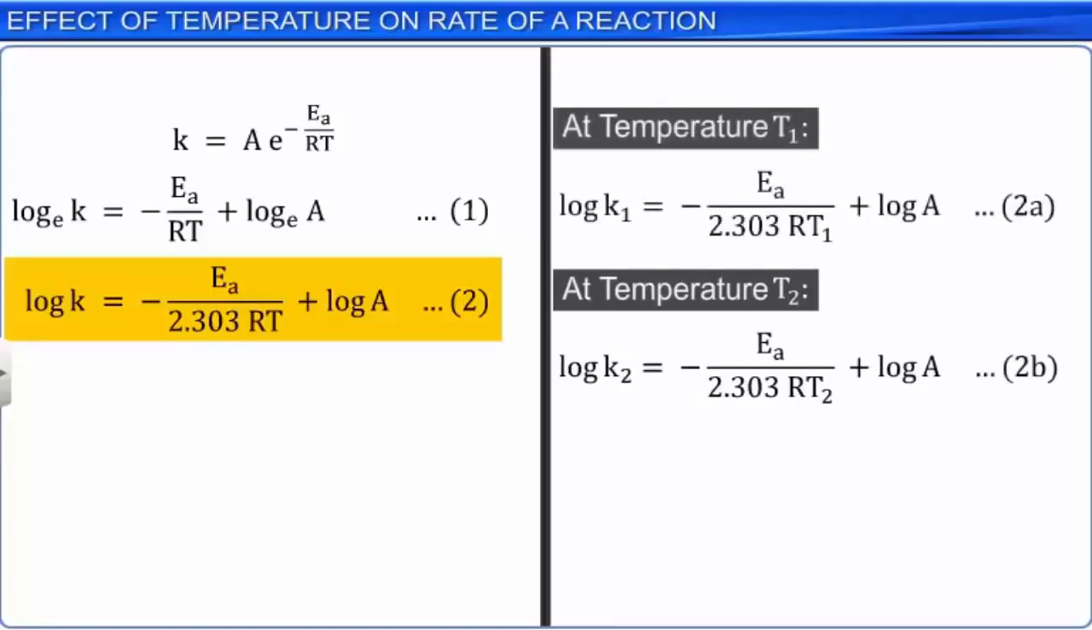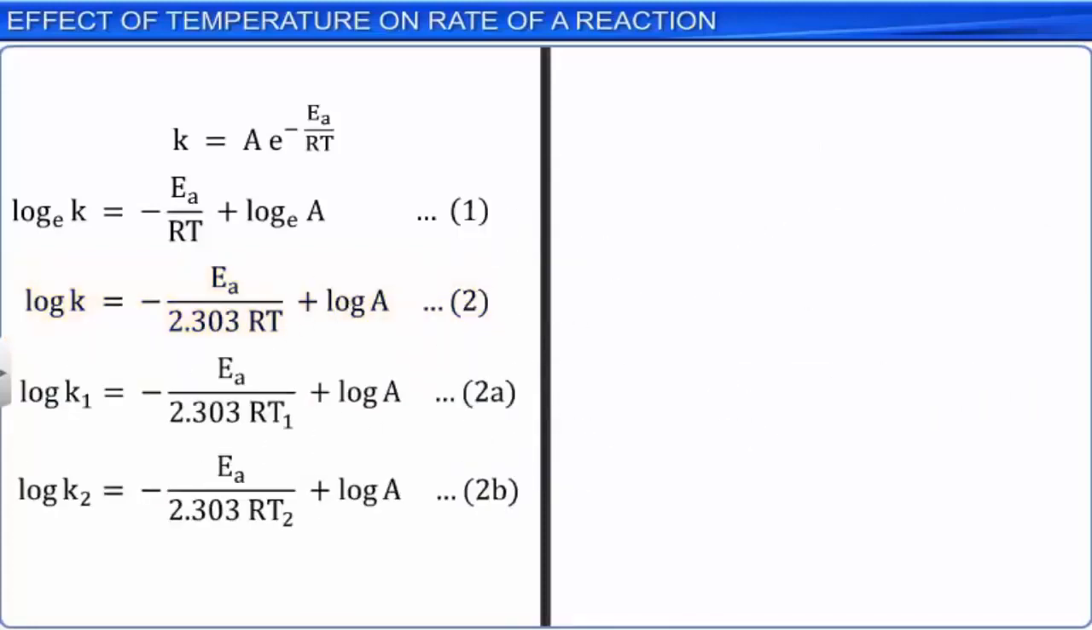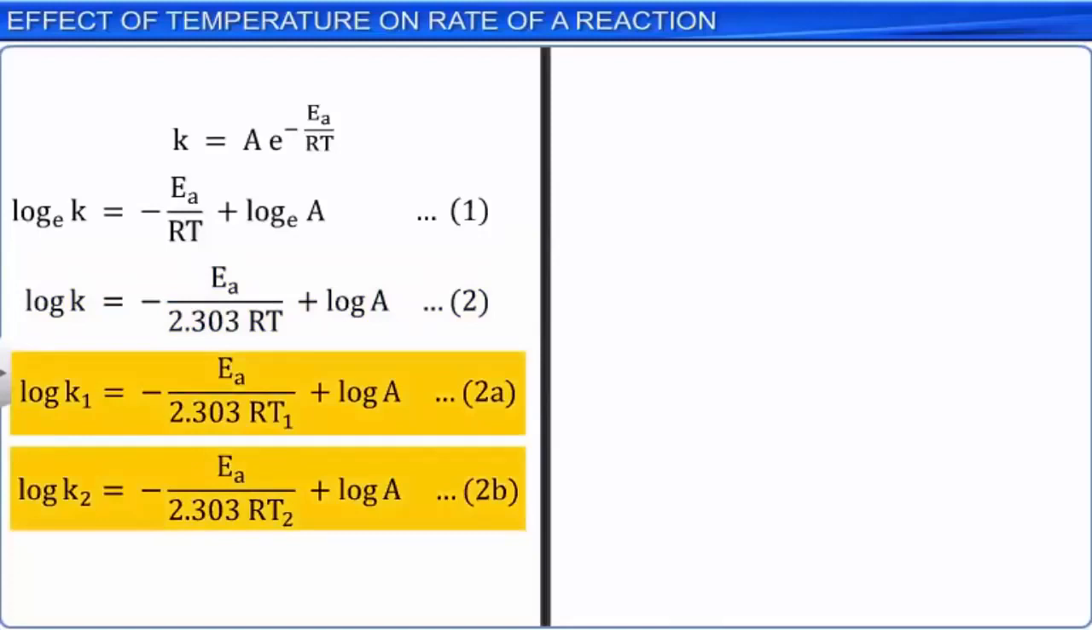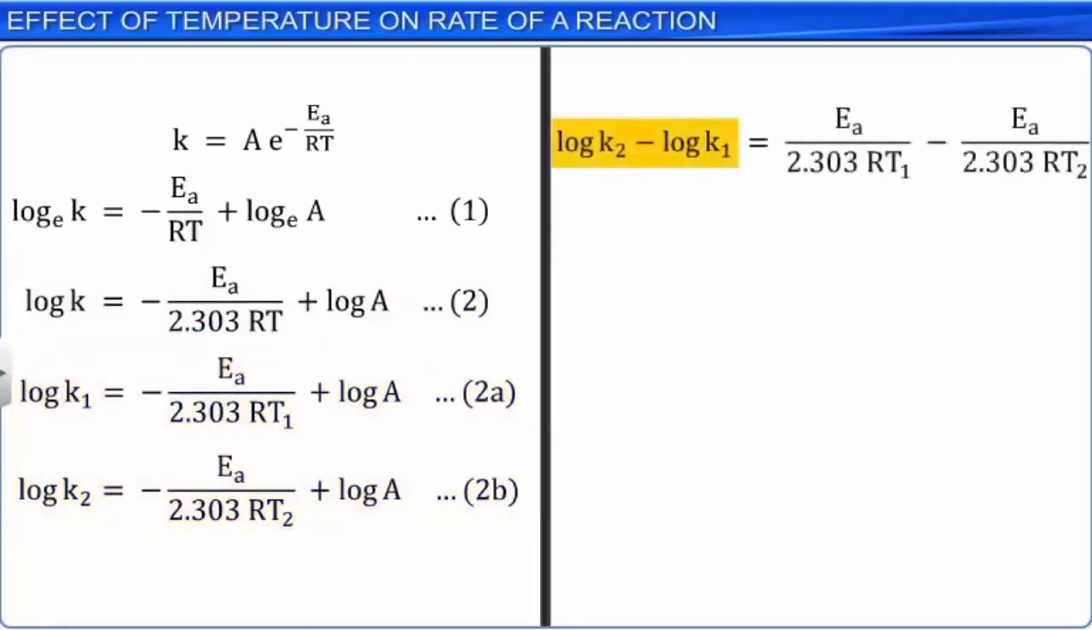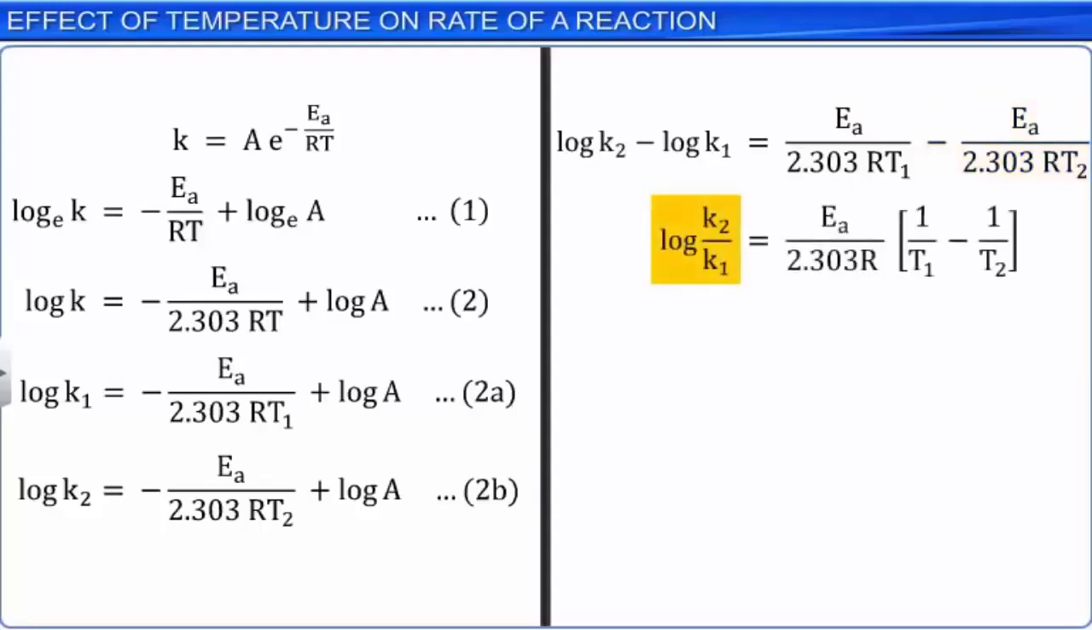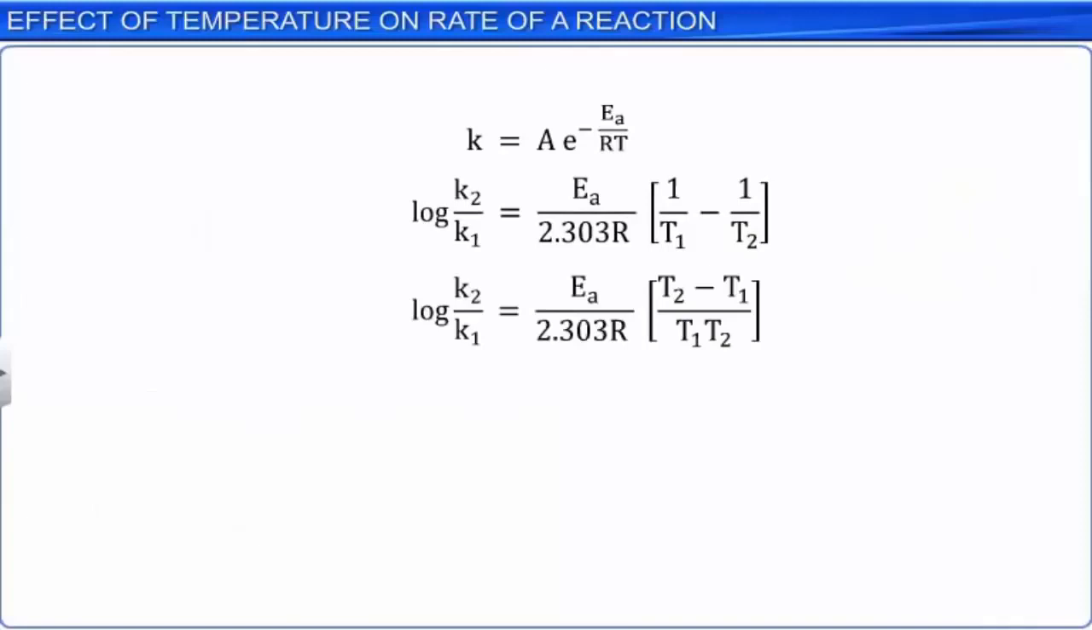On subtracting 2a from 2b, we get log K2 minus log K1 is equal to Ea divided by 2.303 RT1 minus Ea divided by 2.303 RT2, or log K2 divided by K1 is equal to Ea divided by 2.303 R multiplied by 1 by T1 minus 1 by T2. Thus, the Arrhenius equation can be used to calculate the activation energy at different temperatures if the experimental values of the rate constants are known.